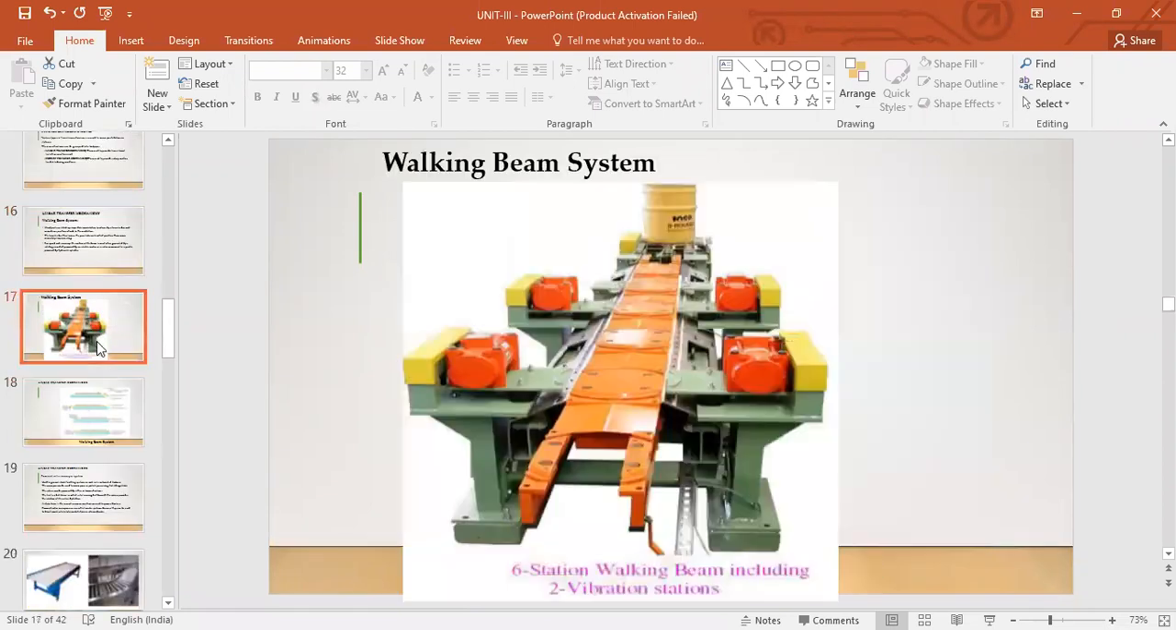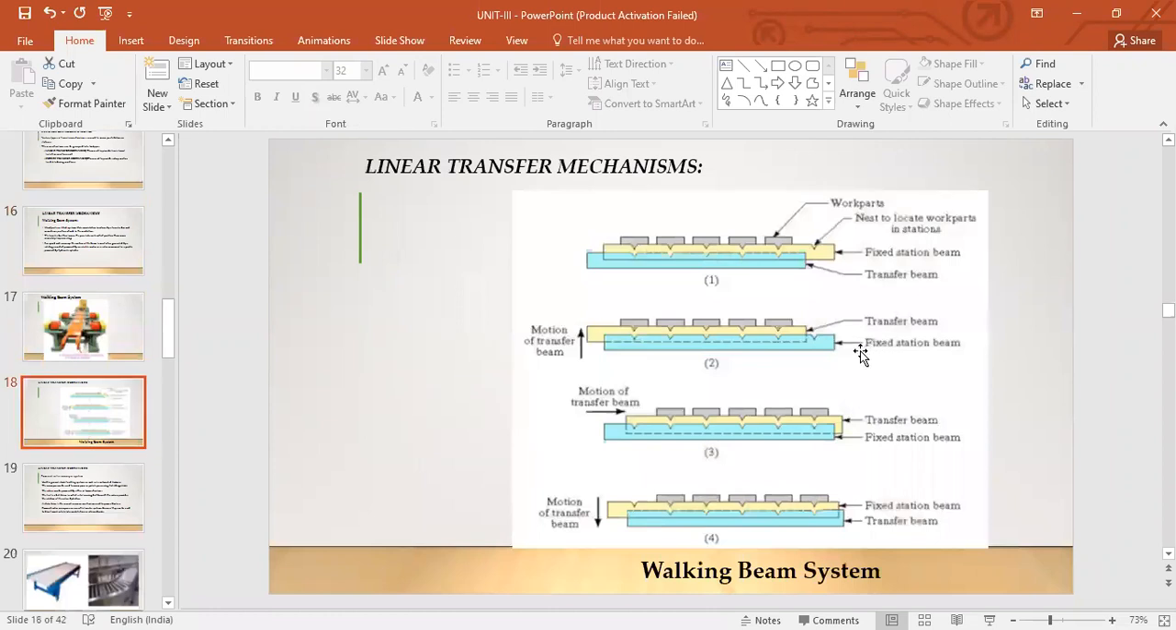We saw the video of how this works. It basically consists of the transfer beam and fixed beams, right? The motion of this transfer beam is to lift it up, move it to the right, and then place it down like that. So that was your linear transfer.